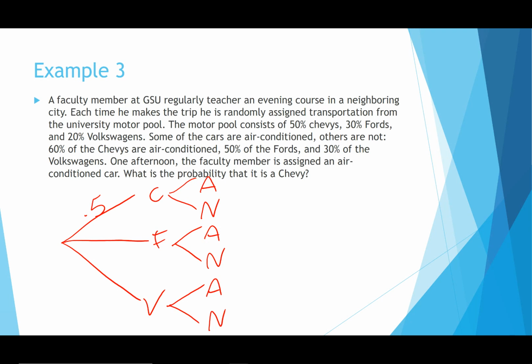So if there were 100 cars in total, 50% of them are Chevys, which would mean there are 50 Chevys. But let's keep with the probability for now, though hopefully the numbers will make more sense than the probabilities do. 30% of them are Fords, so that would be 0.3 for Ford, and 20% of them are Volkswagens. Now, 60% of the Chevys are air-conditioned, so 0.6 for the air-conditioned Chevys, 0.4 for the not air-conditioned Chevys. 50% of the Fords are AC'd, so 0.5 for the AC, 0.5 for the not AC. And 30% of the Volkswagens, so 0.3 for the AC, 0.7 for the not AC.